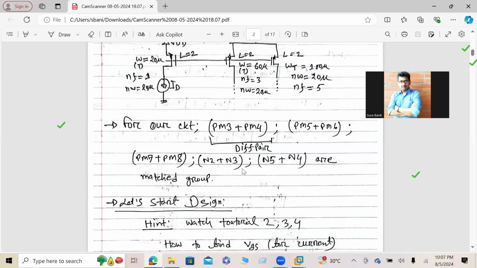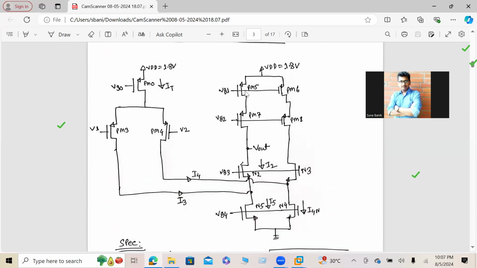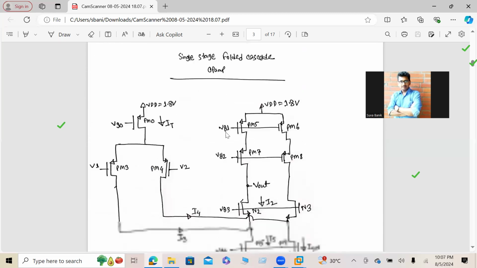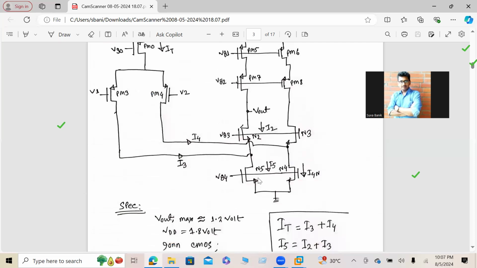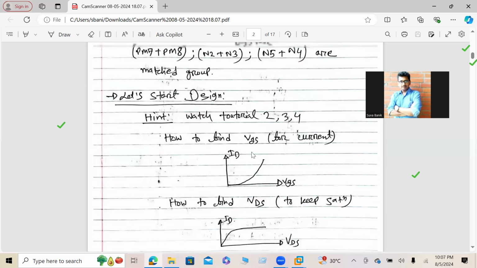So for our circuit, what is the match group? I already wrote here what the match groups are. You can see the circuit and understand what our match group is here. For example, PM3, PM4, you know, it's the differential pair, so this is our match group. There are also some other match groups.